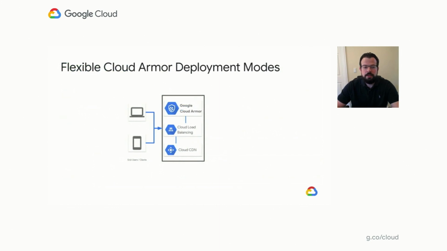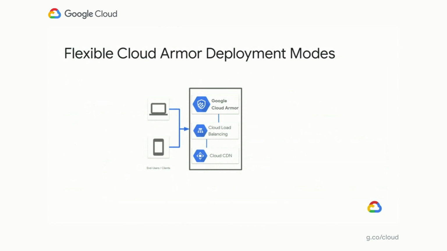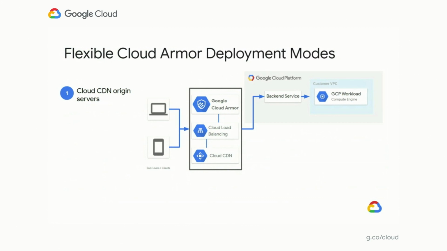We have recently greatly increased the flexibility of a Cloud Armor deployment to protect an expanded set of customer infrastructure on GCP, as well as in hybrid use cases located on-prem or in other cloud providers. Cloud Armor now supports protecting Cloud CDN origin servers by enforcing Cloud Armor security policies on dynamic requests, as well as cache misses destined for the CDN origin server.